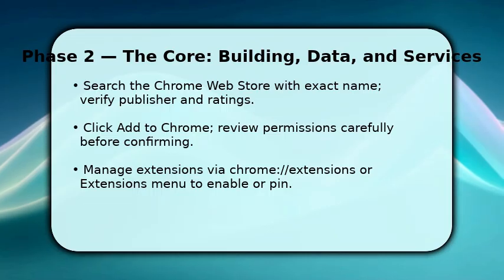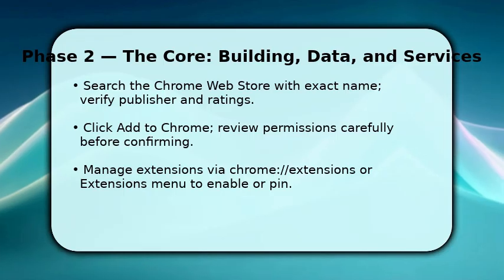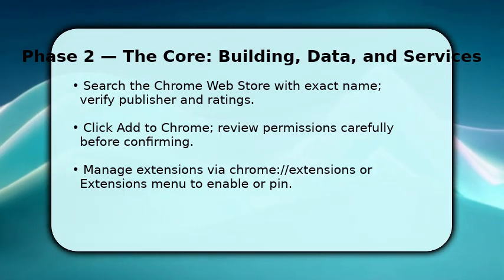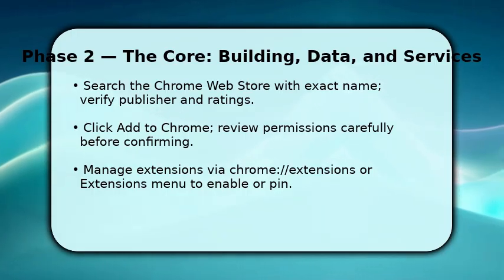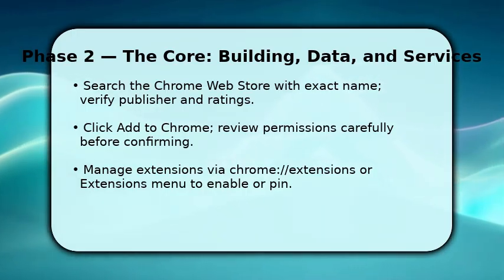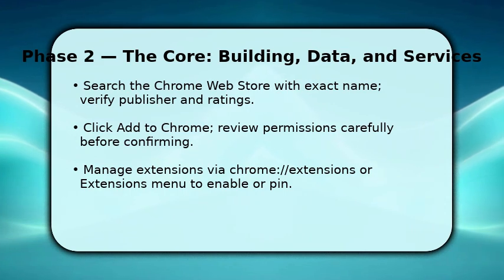Permissions explain what the extension can access and why. After confirming, Chrome downloads and installs the extension automatically. Once installed, open the Extensions menu or type chrome://extensions to enable, disable, or pin the extension to the toolbar, and adjust permissions or match site access as required.